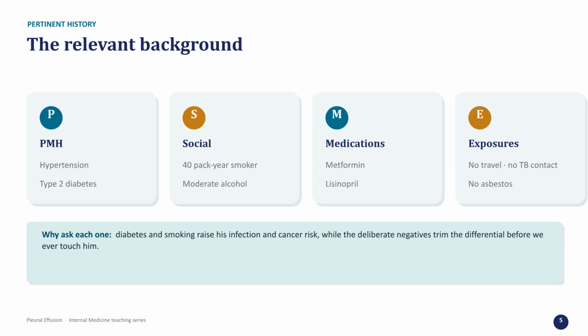Reviewing his background, we see a history of hypertension and diabetes, along with a significant smoking history. The absence of travel, TB exposure, or asbestos helps narrow the differential. We ask these questions to properly assess risks for infection or malignancy.